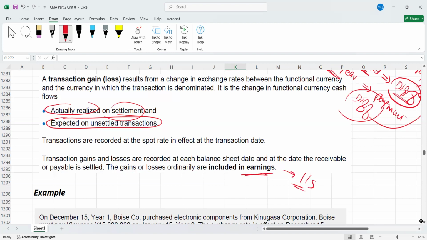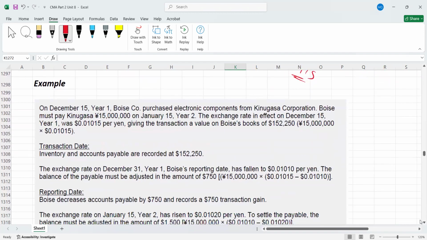Now I'm going to explain with the help of an example how you will deal with this exchange rate. For example, on December 15, year 1, B company purchased electronic components from K company. So B company is going to buy some inventory from K corporation. B must pay K 15 million yen. And when do you have to pay? On January 15, year 2, you have to make payment.